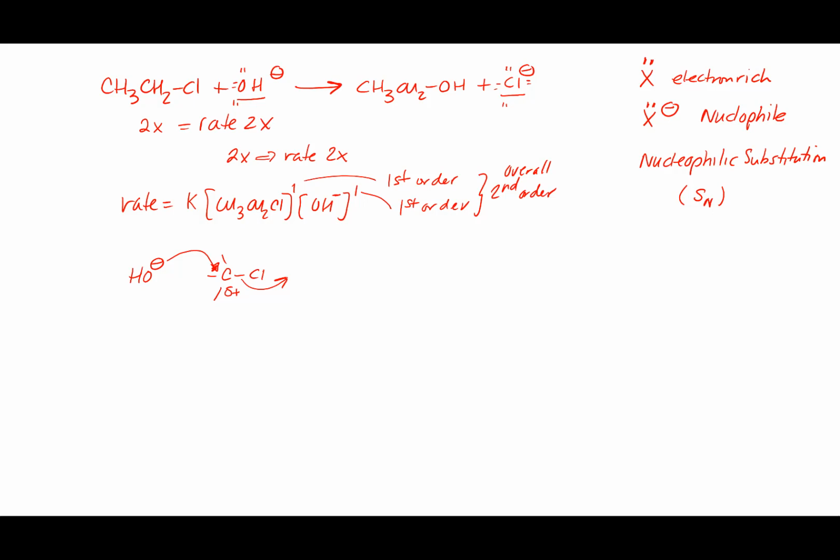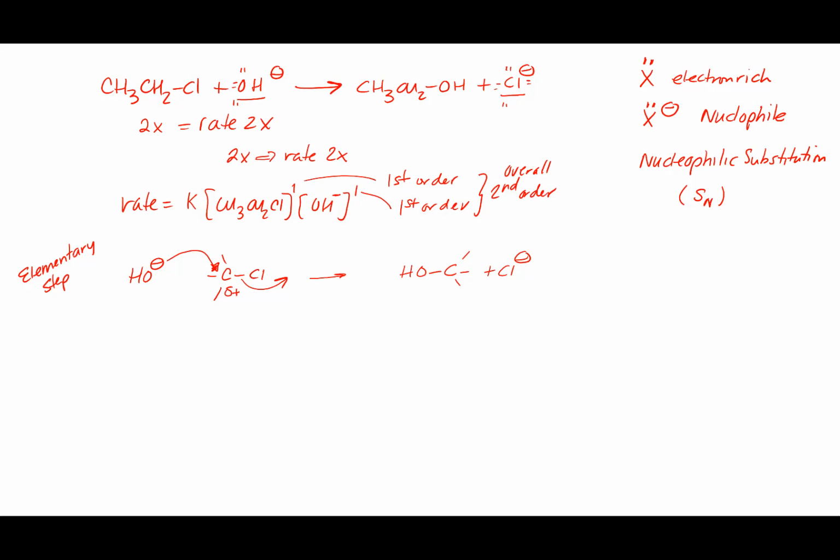And then the chloride becomes what we call a leaving group, because it's leaving. So I end up with my hydroxide attached to my carbon, and then my chloride is now free. That would be the simplest mechanism to think of. And so this would be called, when I teach general chemistry, what I call an elementary step of the mechanism.